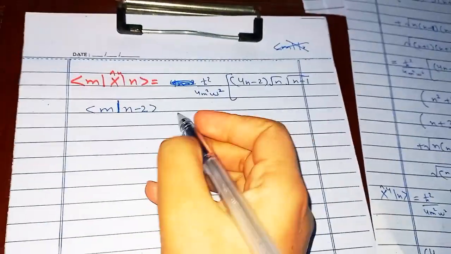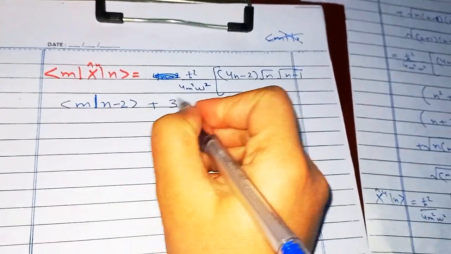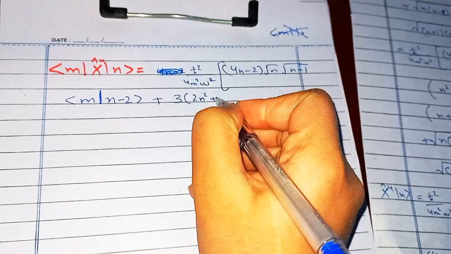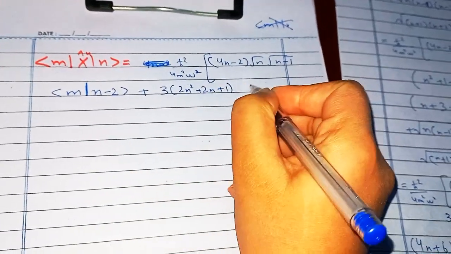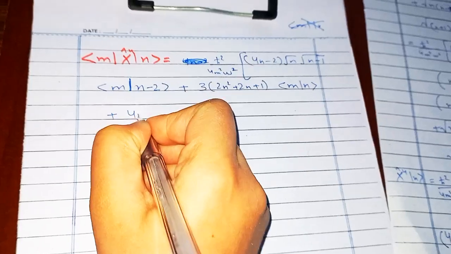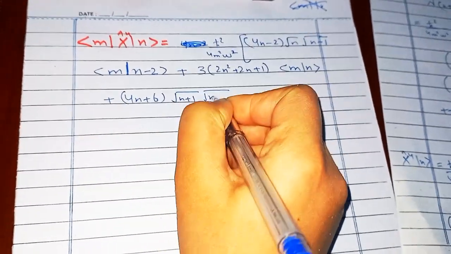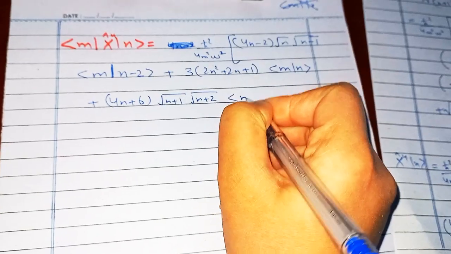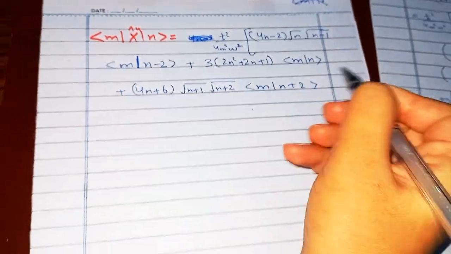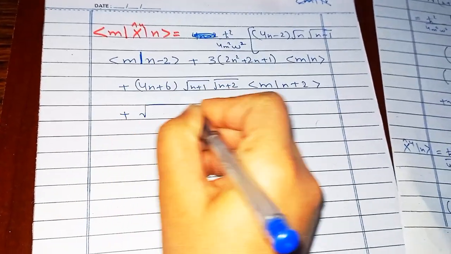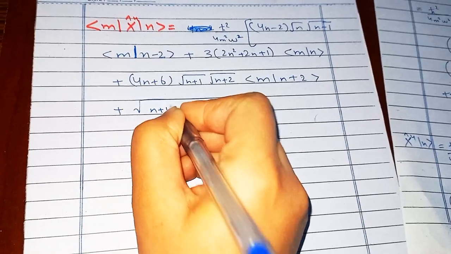Okay, so that is how it will be looking. Let's write them: 3 into (2n² + 2n + 1) ket n, and it gets 4n + 6 under root (n+1), under root (n+2) ket n+2, plus this whole under root, which is n plus 1.